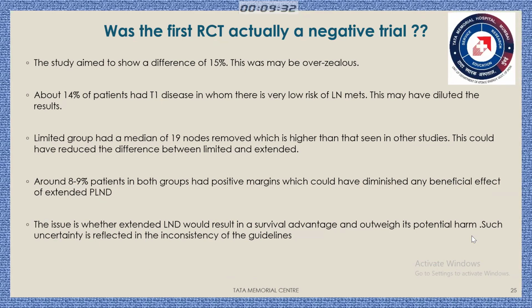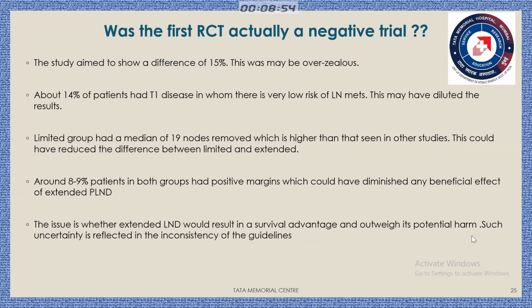But there are many flaws with this first RCT. First thing was that it aimed to show a difference of 15% between the super extended and the extended template. And around 14% of the patients had a T1 disease, which are associated with a very low risk of lymph node mets. This may have diluted the results of the study. The limited group, that is the standard lymph node dissection group, had a median of 19 lymph nodes removed, which is quite high and quite close to the extended template. So this may have diluted the difference between the two groups.